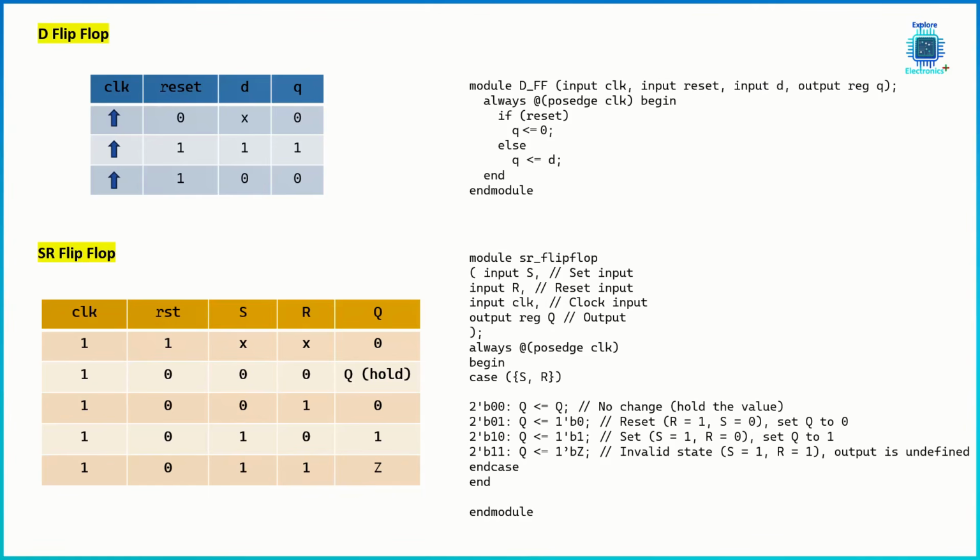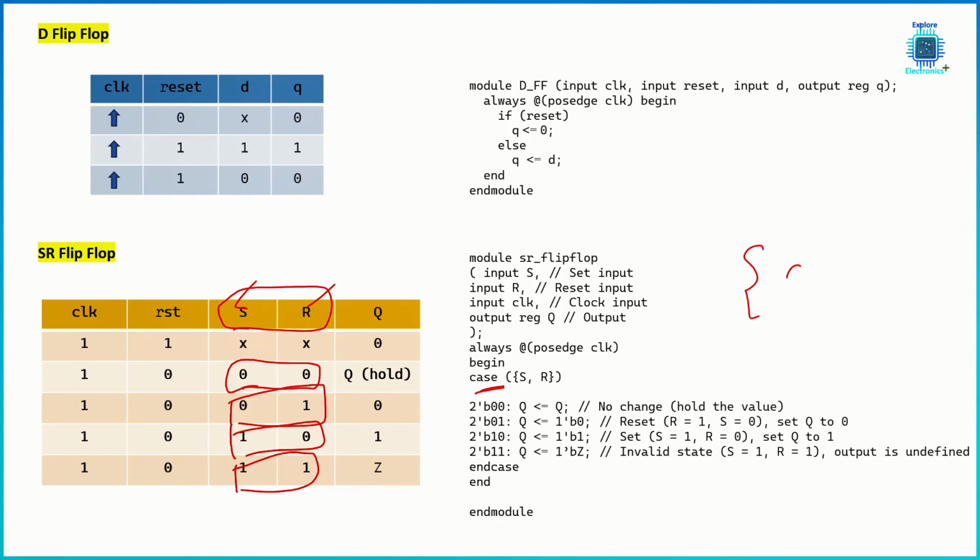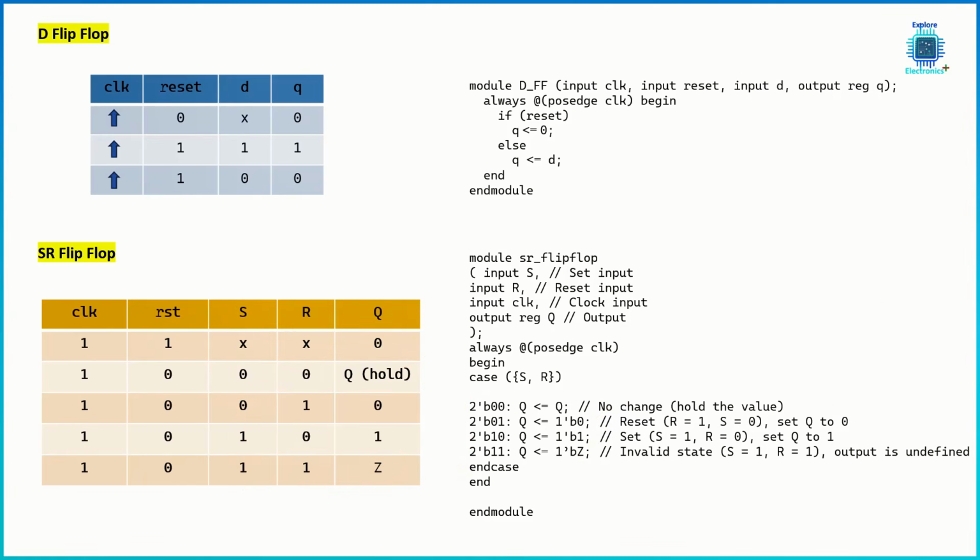Now to implement this, we can concatenate these two and have different cases of inputs as 0, 0, 0, 1, 1, 0 and 1, 1. You can see I have used a case statement, and because these two are single entities, I am combining them as a 2-bit variable {S, R}. Now I can have cases of values 0, 0, 0, 1, 1, 0, 1, 1 combined. So I have a case statement with these 4 different cases, and Q will be equal to Q in this case, Q will be equal to 0 in this case, Q will be equal to 1 in this case, Q will be equal to Z in this case. This is the easiest way of implementing a flip-flop using a case statement.